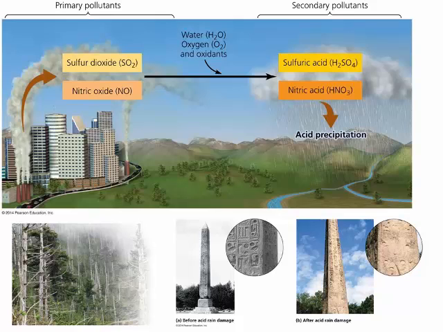Acid precipitation is an example of a secondary pollutant because it is formed from primary pollutants. For example, industries that burn fossil fuels emit sulfur dioxide and nitric oxides into the atmosphere. The pollutants combine with water, oxygen and other oxidants to form sulfuric acid and nitric acid, which fall to the earth from the atmosphere in the form of acid rain.